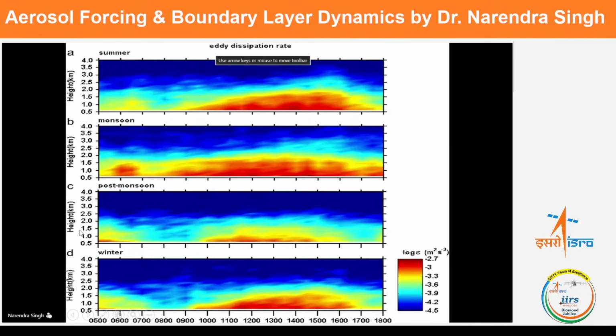Then in winter and post-monsoon, in the morning after 9 or 10, you can see a slight evolution of the boundary layer, less than 1.2 kilometer, or around 1 kilometer. And then in winter in the afternoon, you can see slightly higher mixing, around 1.2 to 1.5 kilometer, but for a shorter period of time, not a longer period, because the solar radiation, the length of the day, is slightly shorter than what we have in the summer.